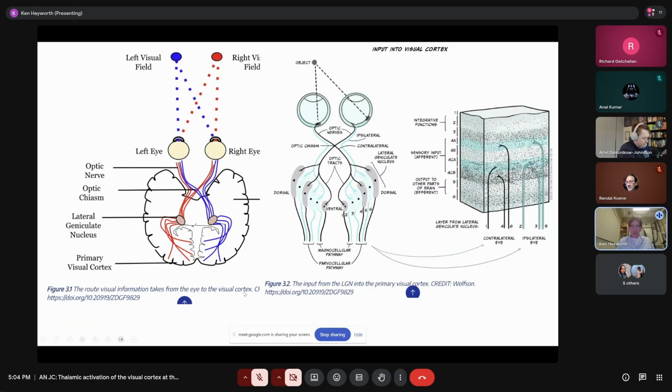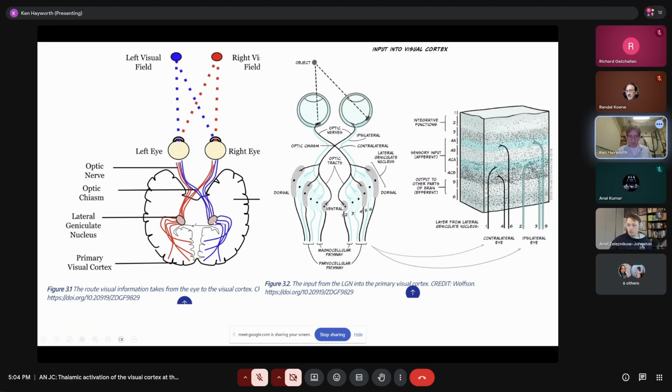So just a little bit of background to get us oriented here. The input from the retina goes through the optic nerve, and its first location is the lateral geniculate nucleus of the thalamus. Cells in the lateral geniculate nucleus of the thalamus then project to the primary visual cortex.